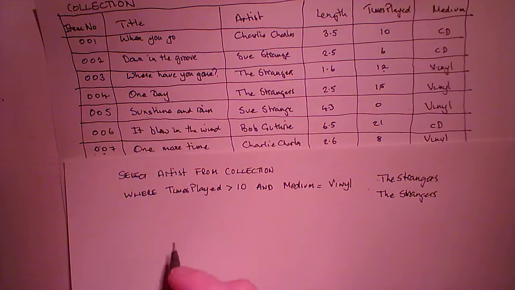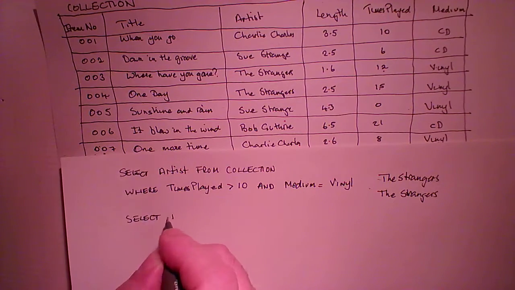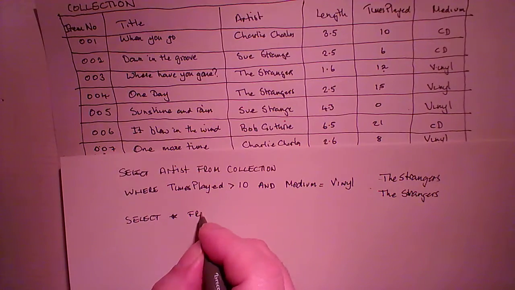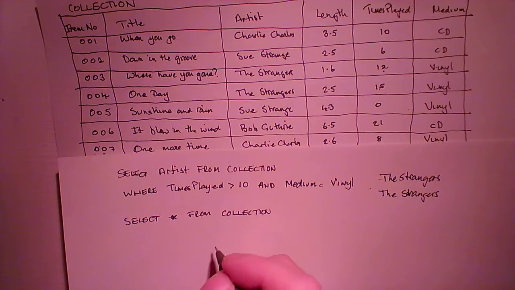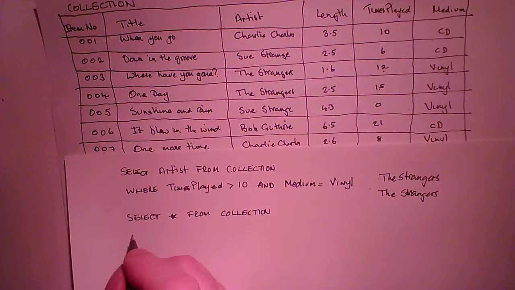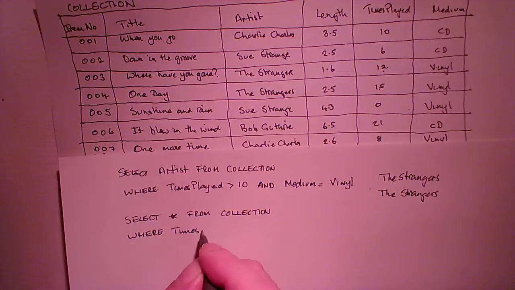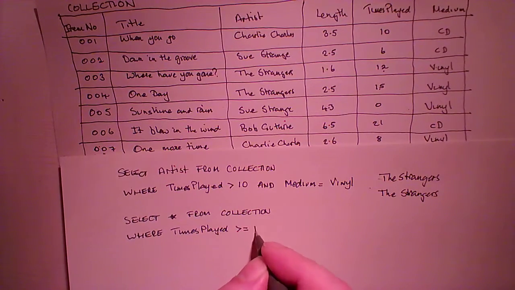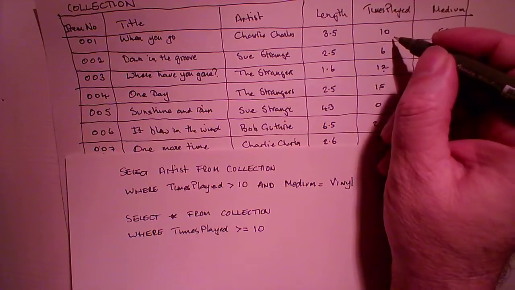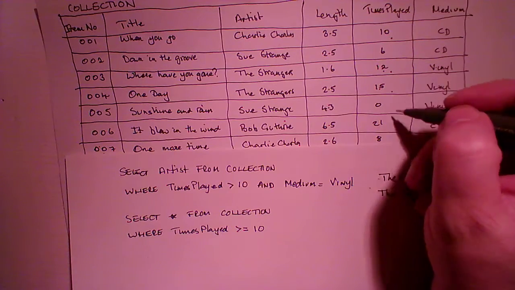So let's choose another SELECT clause. I'm going to select all the fields from collection, and I'm going to choose my WHERE clause again, where times played is greater or equal to 10. So now I've included this one here, this one here, this one here, and this one here.